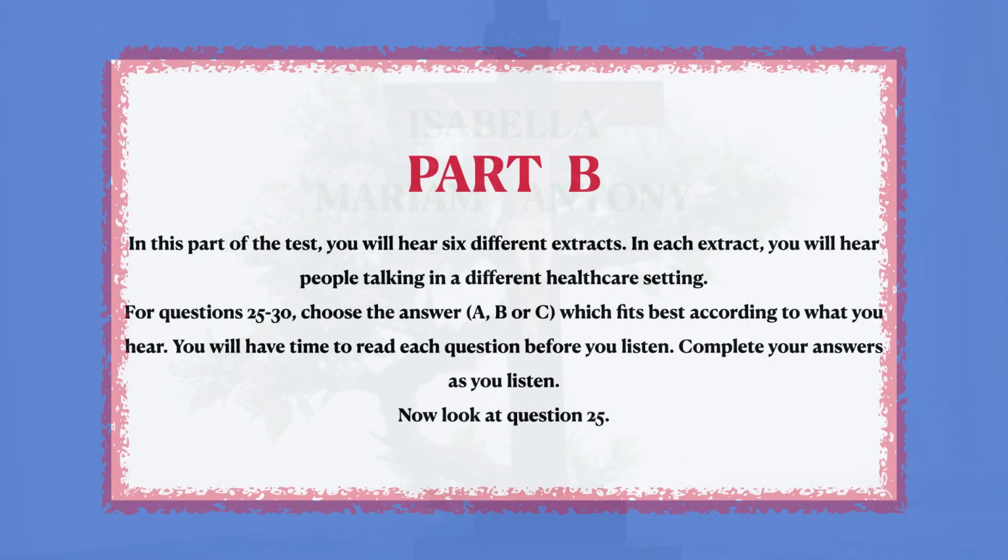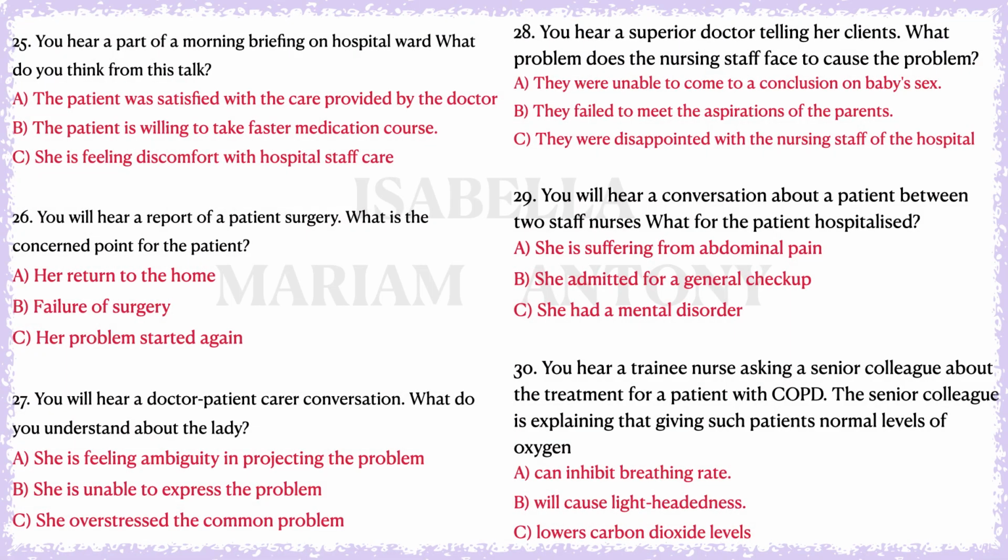Part B. In this part of the test, you'll hear 6 different extracts. In each extract, you'll hear people talking in a different healthcare setting. For questions 25 to 30, choose the answer A, B, or C, which fits best according to what you hear. You'll have time to read each question before you listen. Complete your answers as you listen. Now look at question 25. Now read the question.